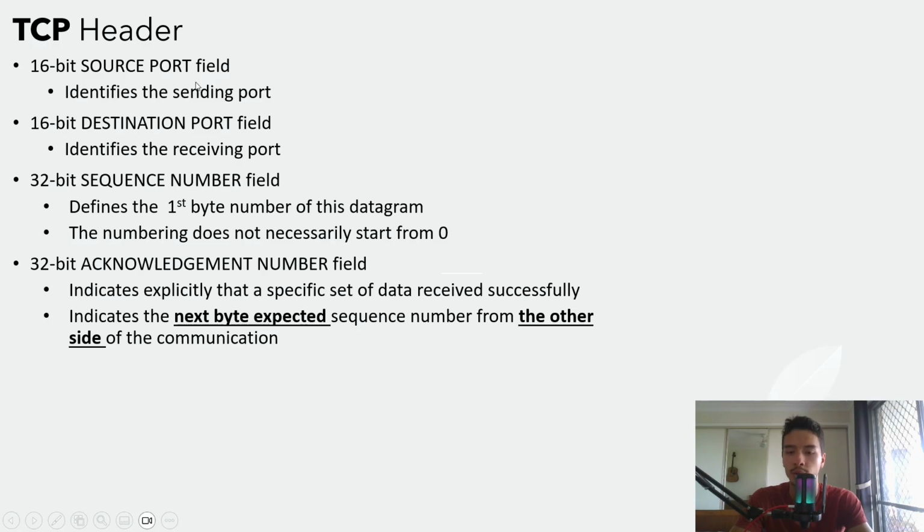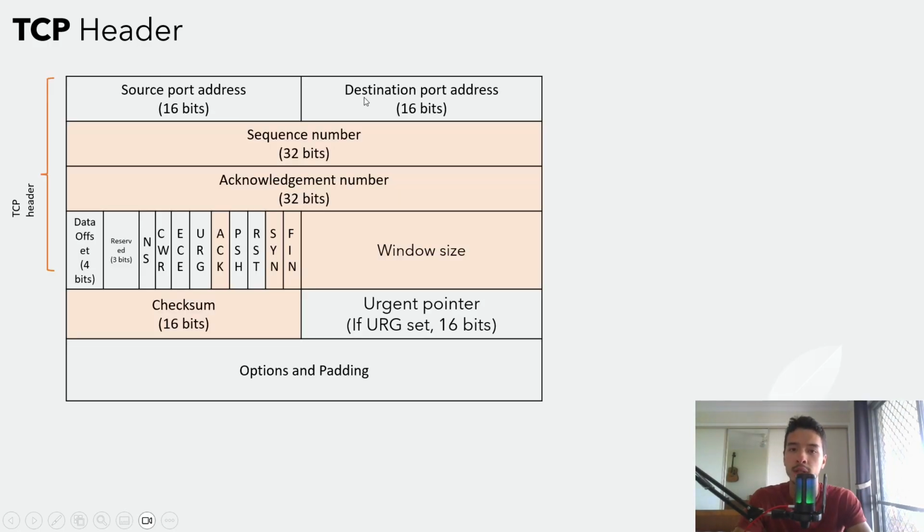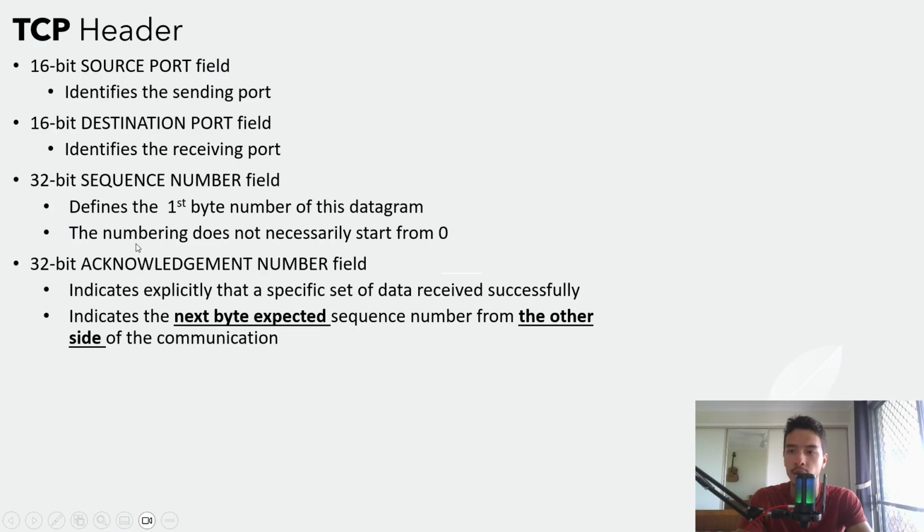So your source port, if we go back here: source port, destination port. Here you've got your sequence number, and you've got your acknowledgement number. The acknowledgement number is a 32-bit field which indicates explicitly that the specific set of data was received successfully, and indicates the next byte expected, the sequence number from the other side of communication. And the sequence number up there, sorry, defines the first byte of this datagram. The numbering does not necessarily start from 0.